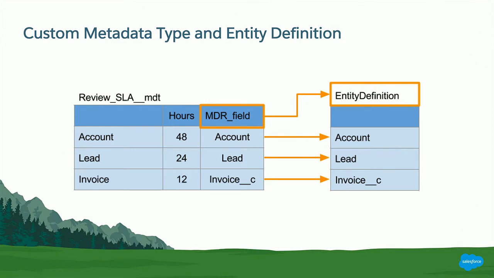So that's what we're going to demo. And in this case, this is not an account looking up to a particular account, right? This is that record for the account SLA hours is looking up to the object accounts. Likewise for leads and invoices. It's an entity relationship looking directly up to the object itself.